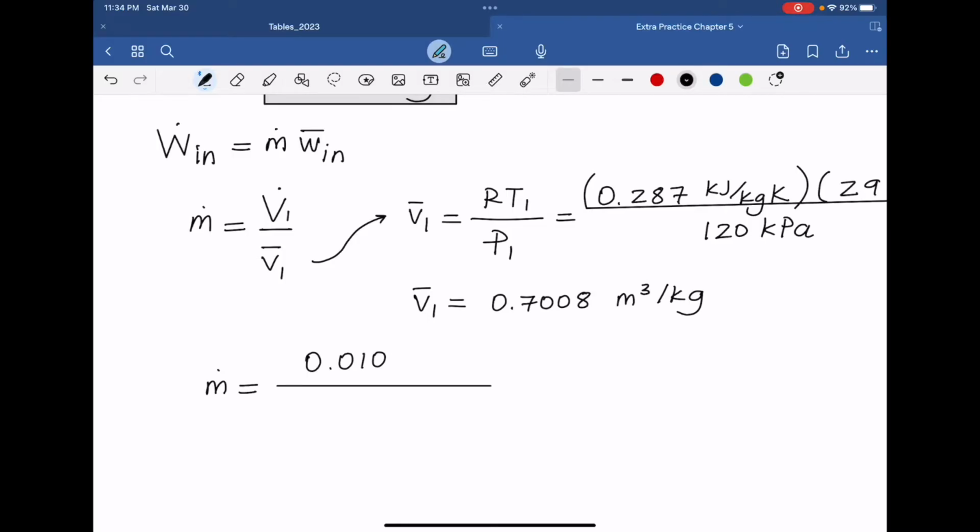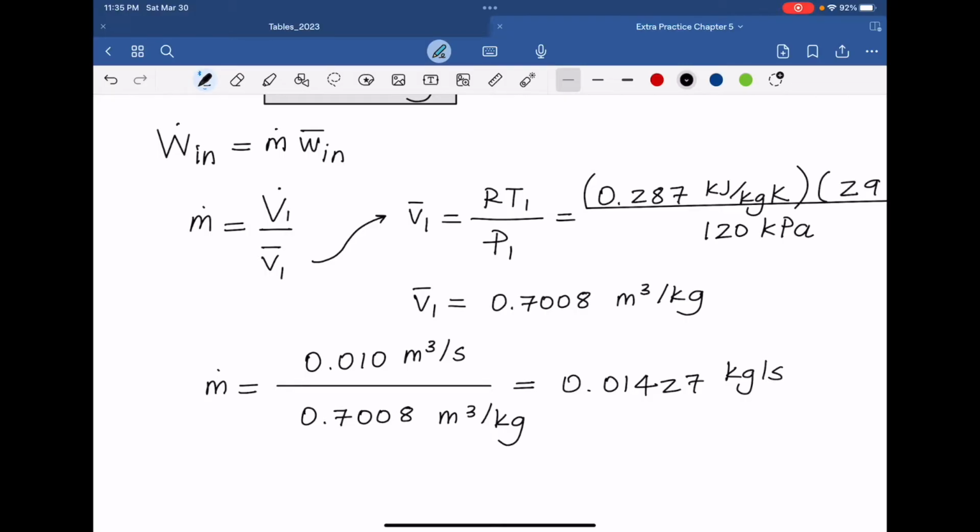This is given to us. This is what we calculated. And 0.01427. Now mass flow rate is known.